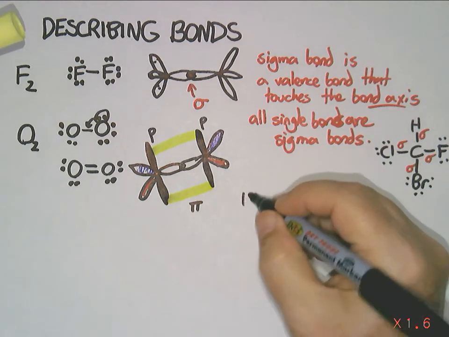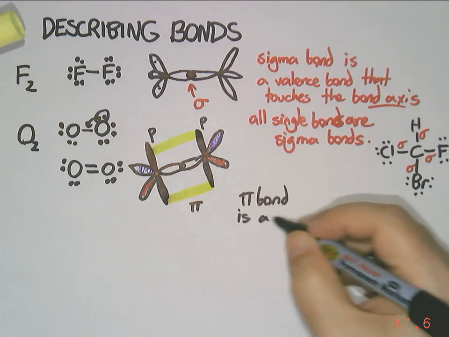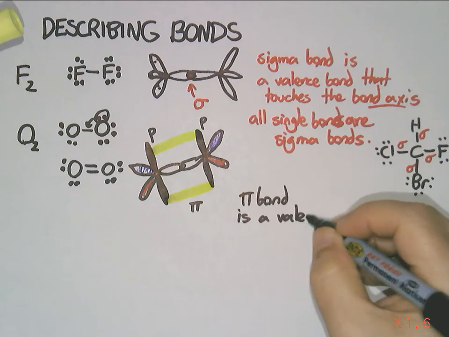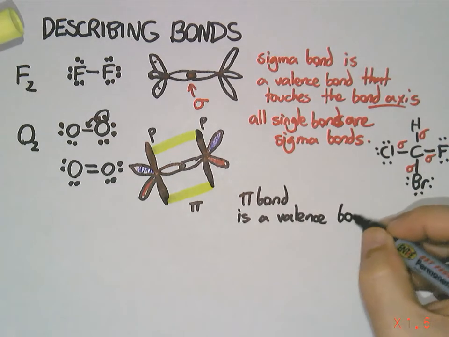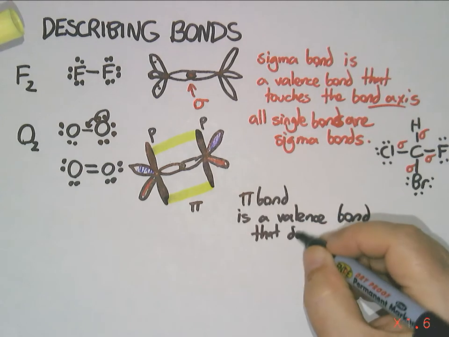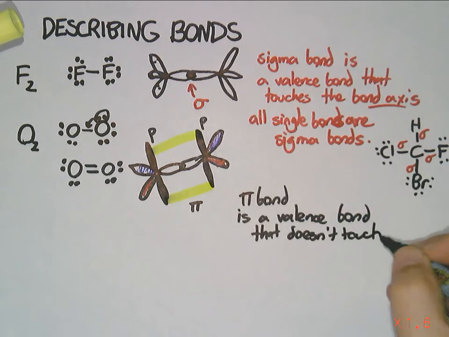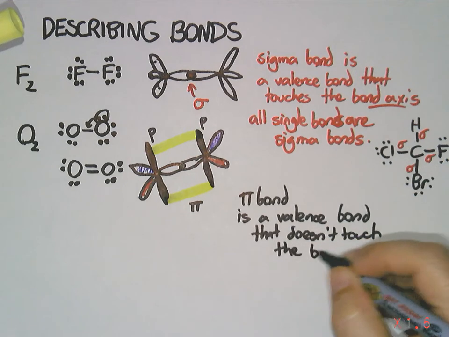A pi bond is a valence bond that doesn't touch the bond axis.